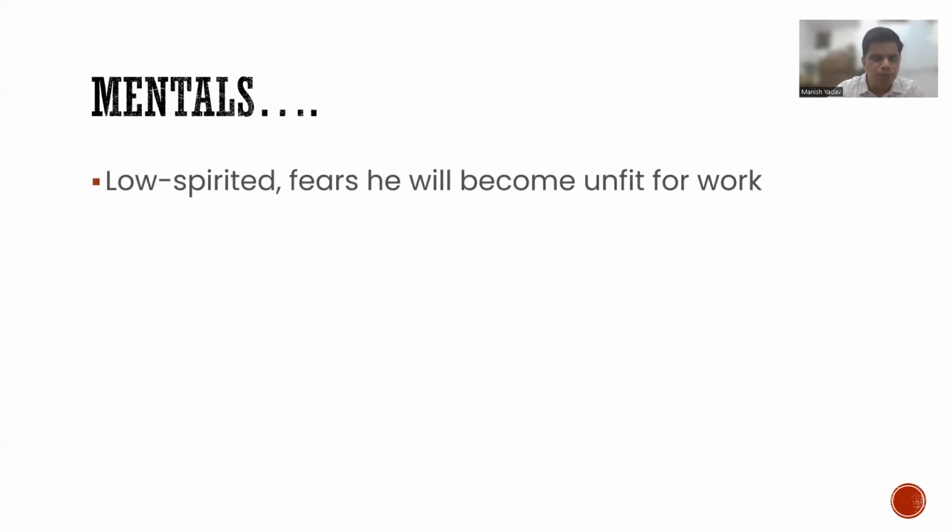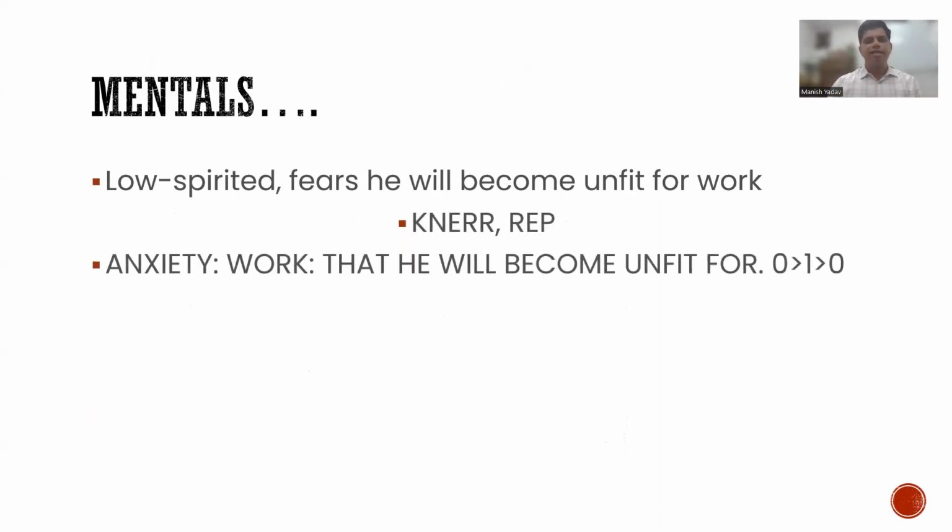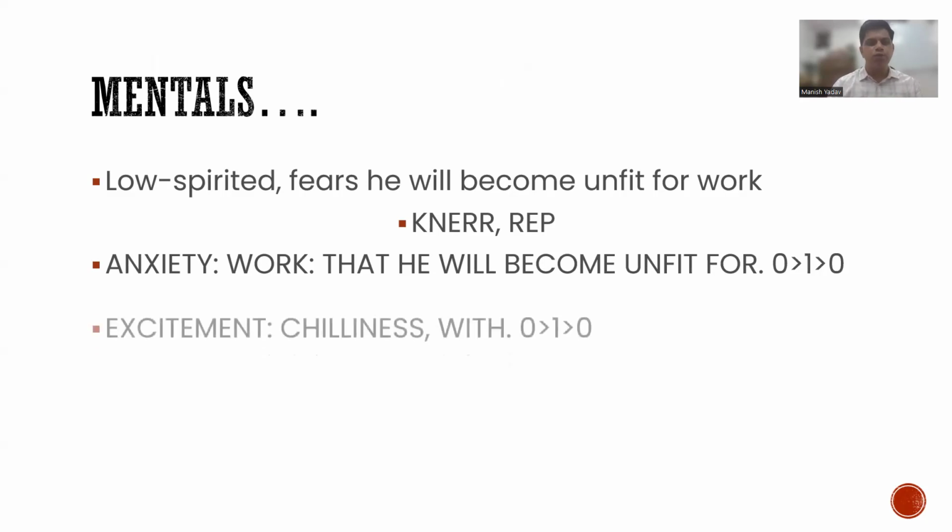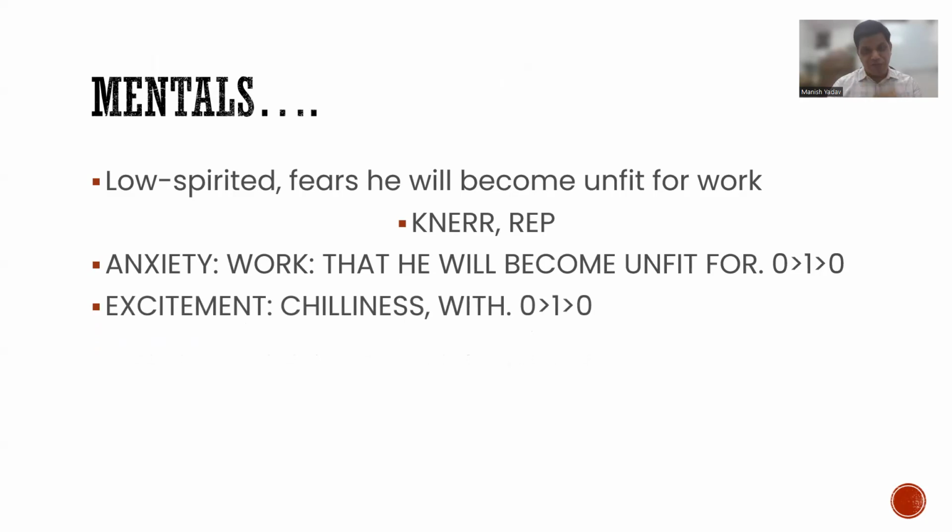Mental, a few of them: low-spirited, fears he will become unfit for work. So he's very depressed. He's not a vibrant, happy-go-lucky, excited, zealous kind of person like Natrum muriaticum. He's very low-spirited, depressed. He feels, I might not be able to do this. The repertory writes this under anxiety about work, that he will be unfit. He will keep saying, maybe I'm not capable. I can't do this. Excitement with chilliness: when chilliness comes, he gets very worked up and excited.